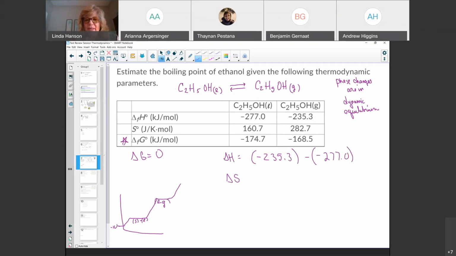And the entropy, the gaseous phase of entropy is 282.7 minus the liquid phase of 160.7. And I'm going to need just a minute to hit those. Negative 235.3 minus negative 277. My screen reads positive 41.7. Now 282.7 minus 160.7.